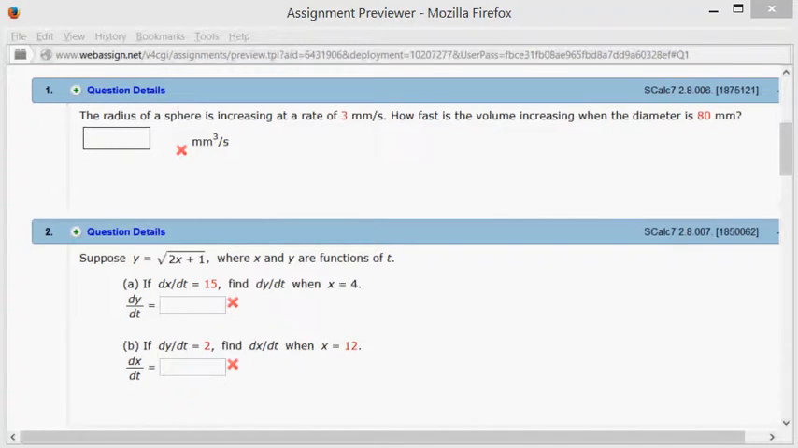Alright, let's look at homework 2.8, problem number 1. The radius of the sphere is increasing at the rate of 3 millimeters per second. How fast is the volume increasing when the diameter is 80 millimeters? Alright, so let's do that.